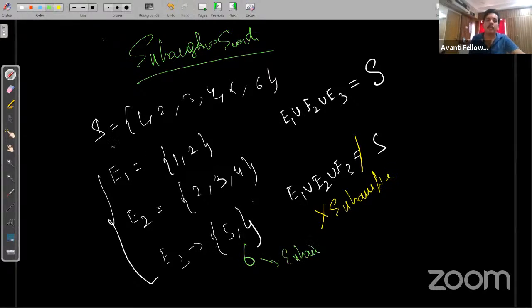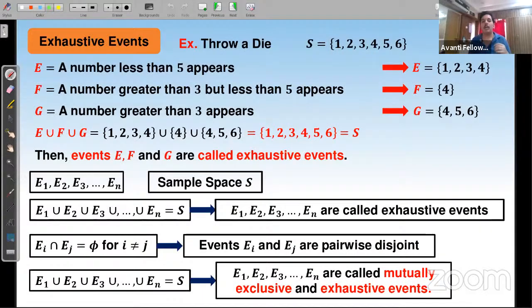Means if you do the union of all the events, it should give you the sample space. Guys, clear? Understood, right? Exhaustive events: look here, the union of all the events should be equal to the sample space. Understood. So some events could be both mutually exclusive and exhaustive also.